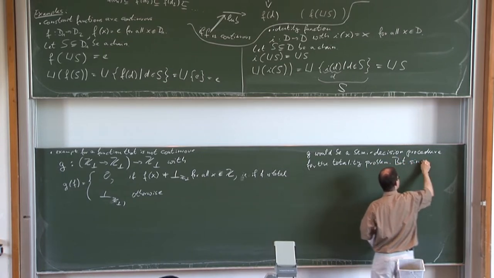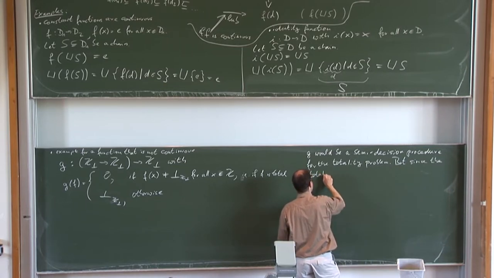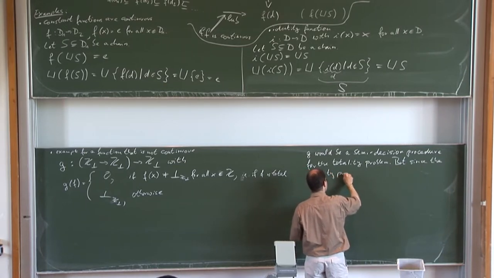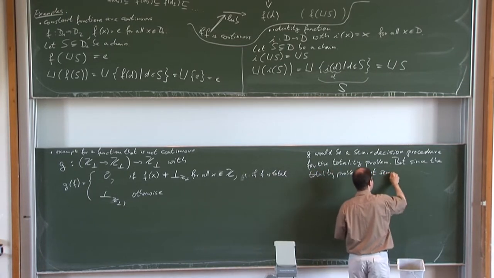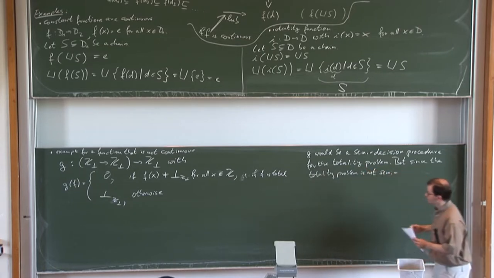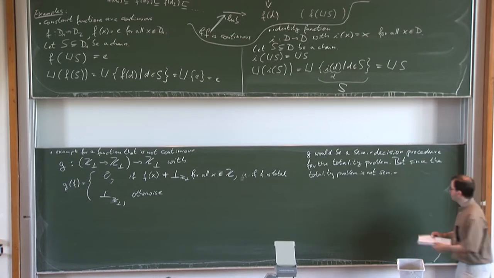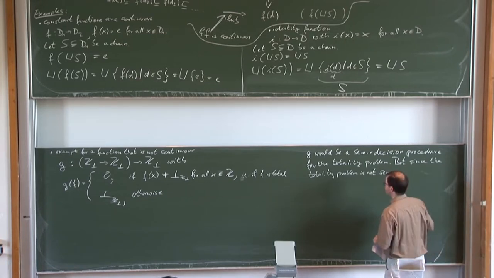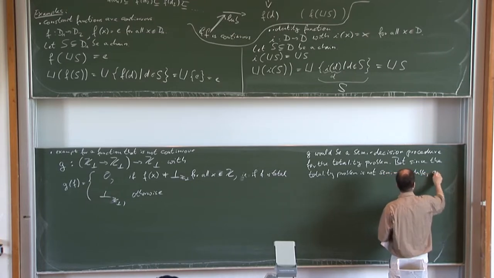But since the totality problem is not semi-decidable, semi-decidable means if it holds, then your semi-decision procedure terminates and finds this out. If it doesn't hold, then your semi-decision procedure might be undefined. But since the totality problem is not semi-decidable, G is not computable.